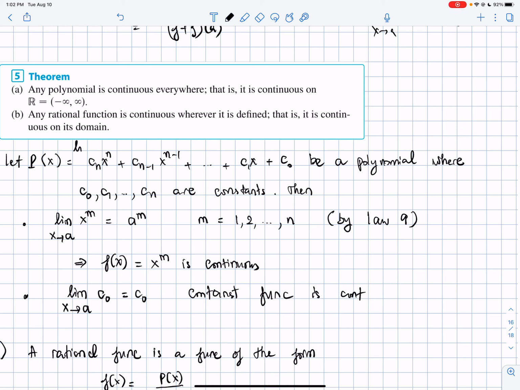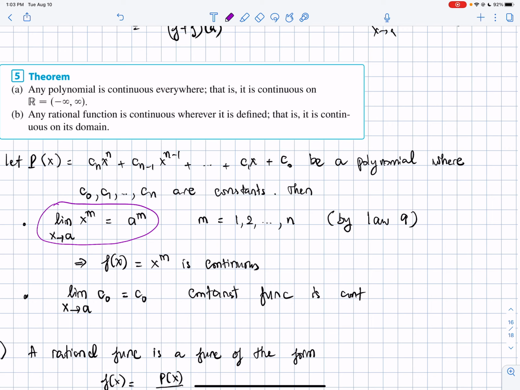After we take the limit of p of x, we can separate the terms. Also, the c_(n-1) and the others are constants, so we can move them to the front. So we get the limit of a power function, and we use law number 9. We just plug a in for x, so we get a to the m. So this implies that x to the m is a continuous function.